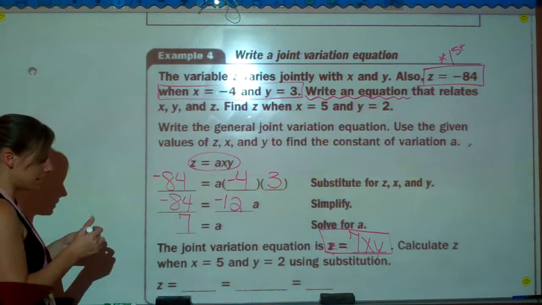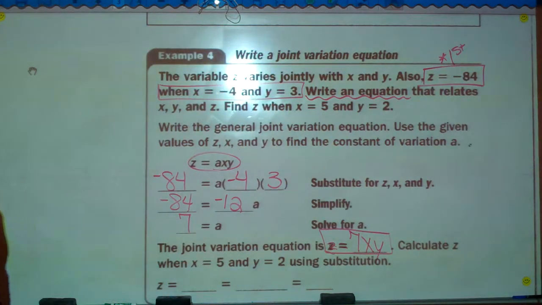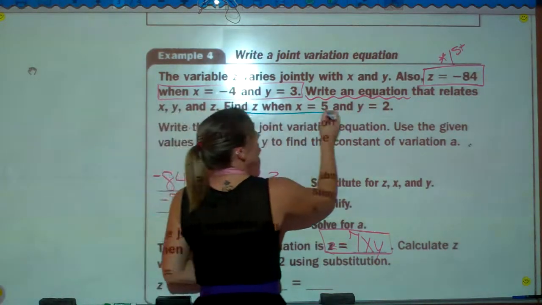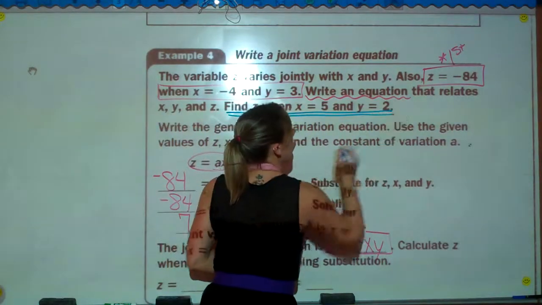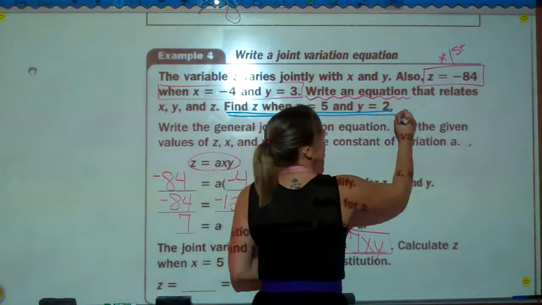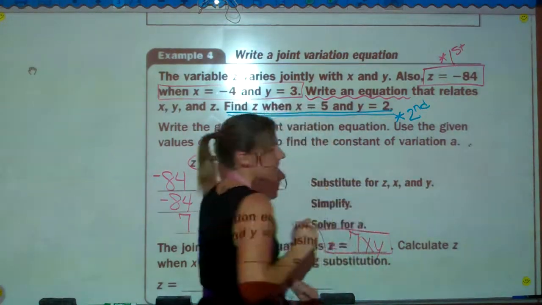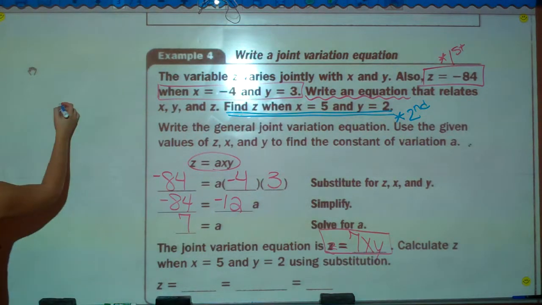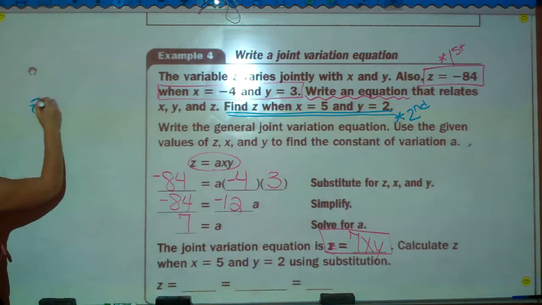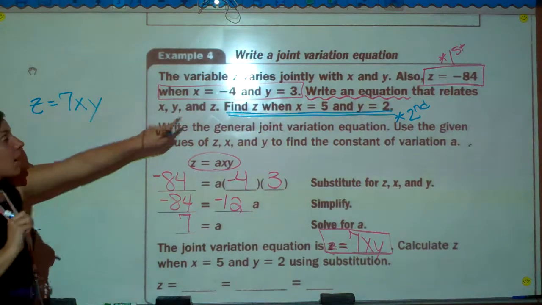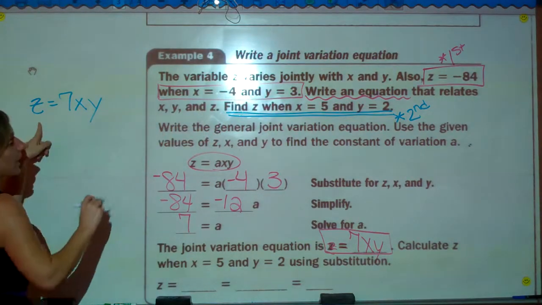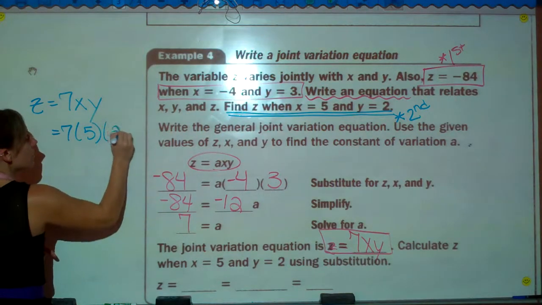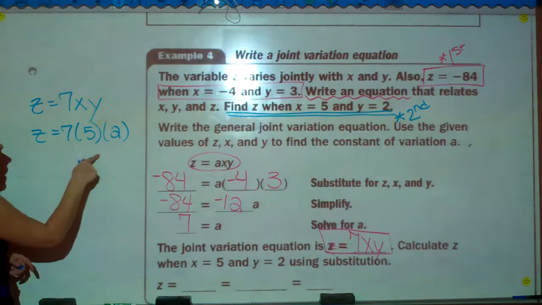Then we can use the constant to answer the question. So the second part, the question says, find z when x is 5 and y is 2. So now this is part 2. This is what we do second. Okay, we know that the equation is z equals 7xy. I'm going to do this off to the side. Now I can answer this part of the equation. I can find z when x is 5, so I'm going to put in a 5, and when y is 2, so I'm going to put in a 2, and that will help me find z.